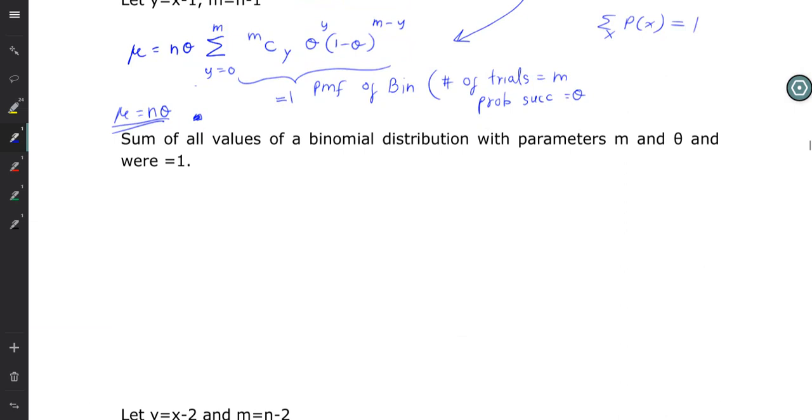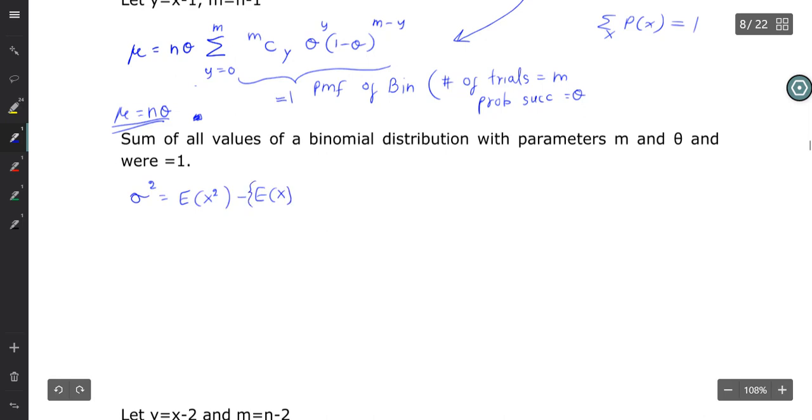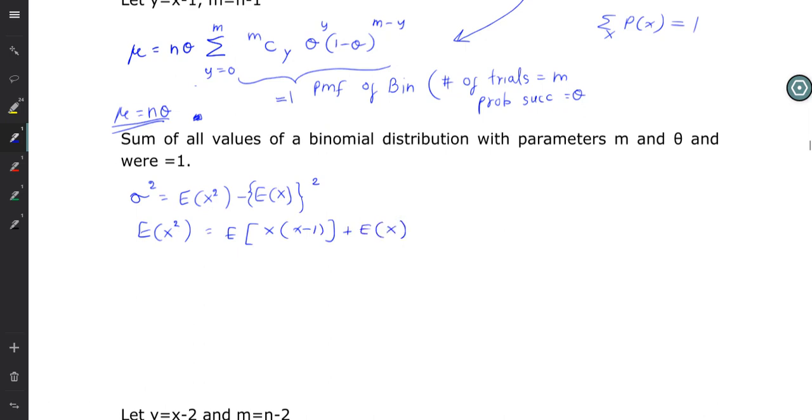Now we'll see how we can find the variance. You know the variance is the expectation of x squared minus E of x, whole thing squared. Now E of x squared can be written as the expected value of x times x minus 1 plus E of x. So here's another trick. If you expand this, you'll get this one.